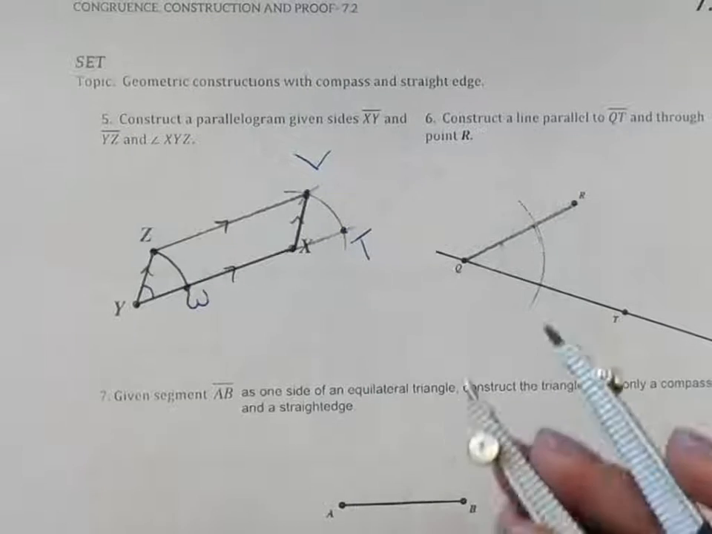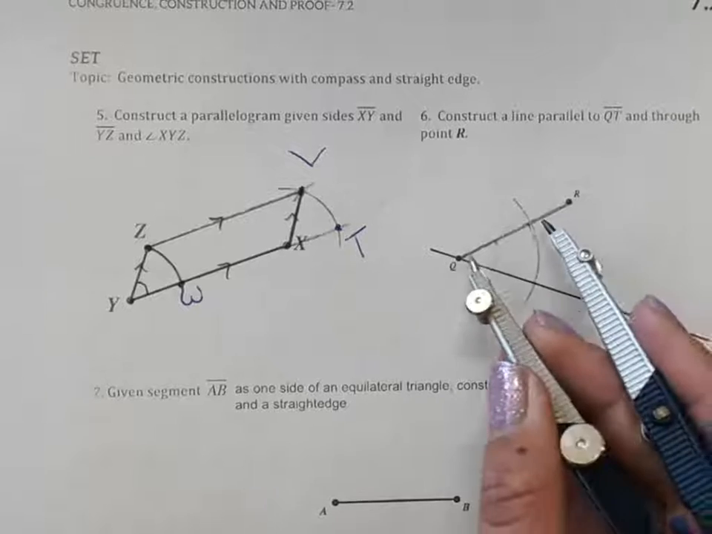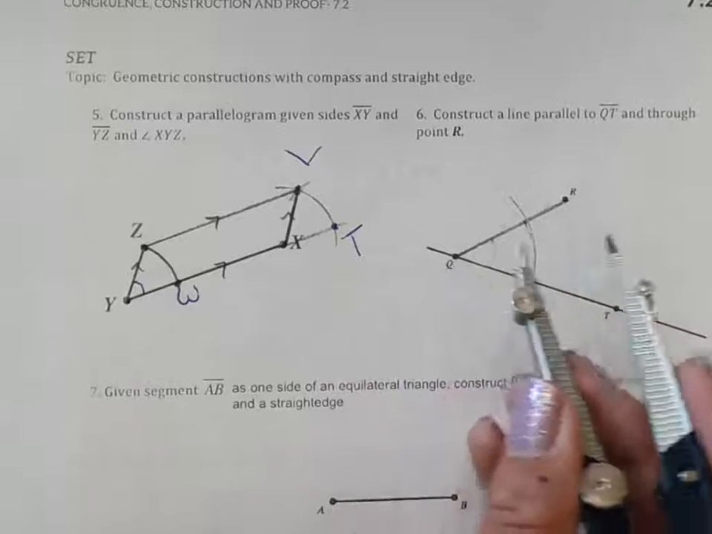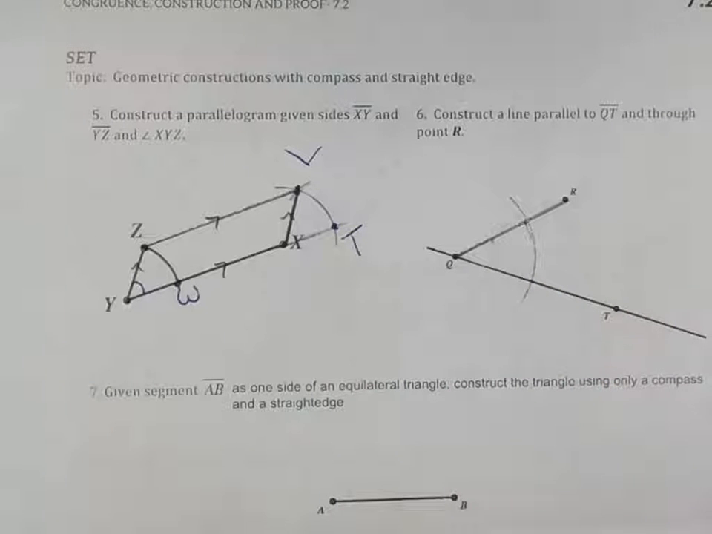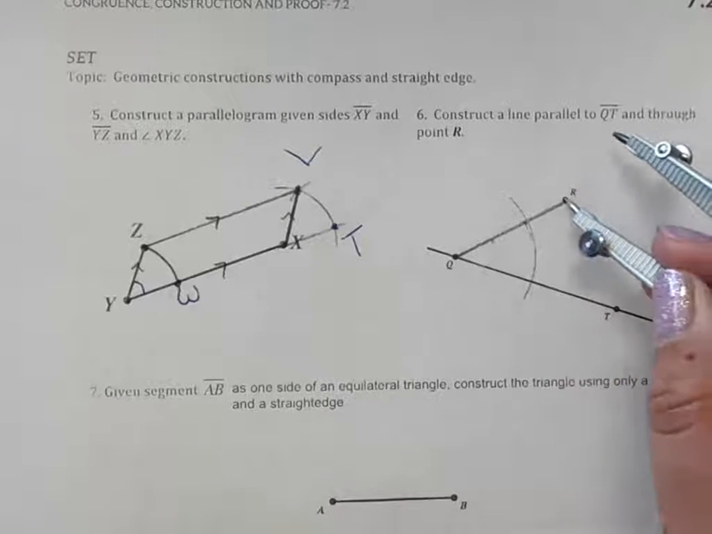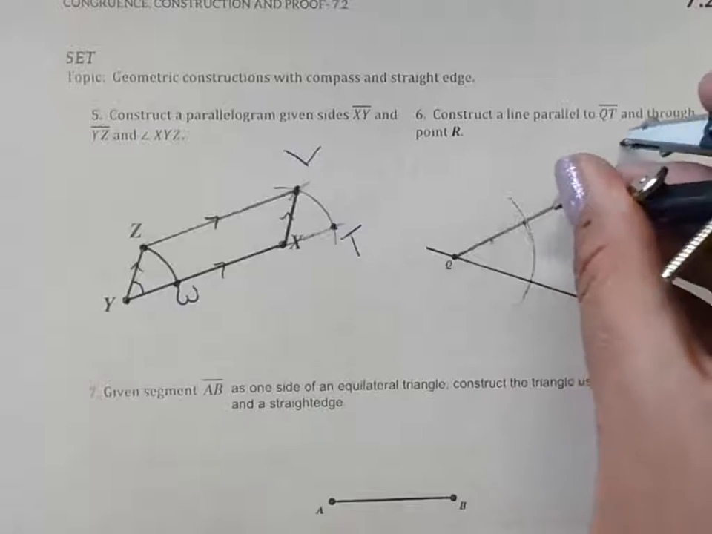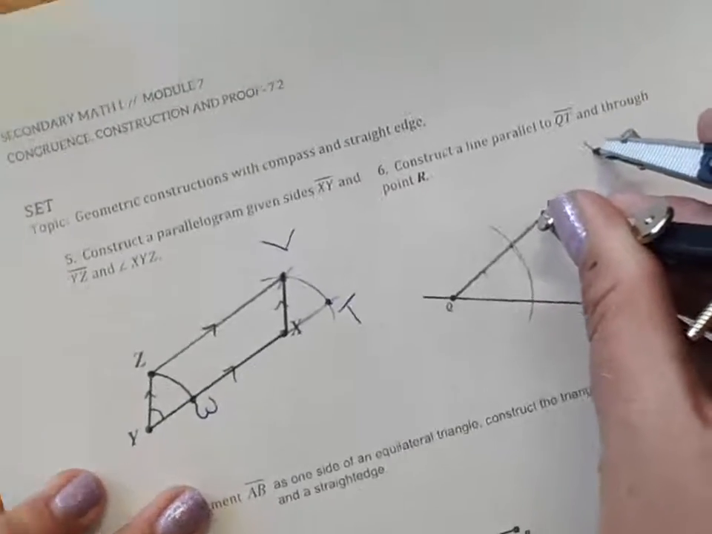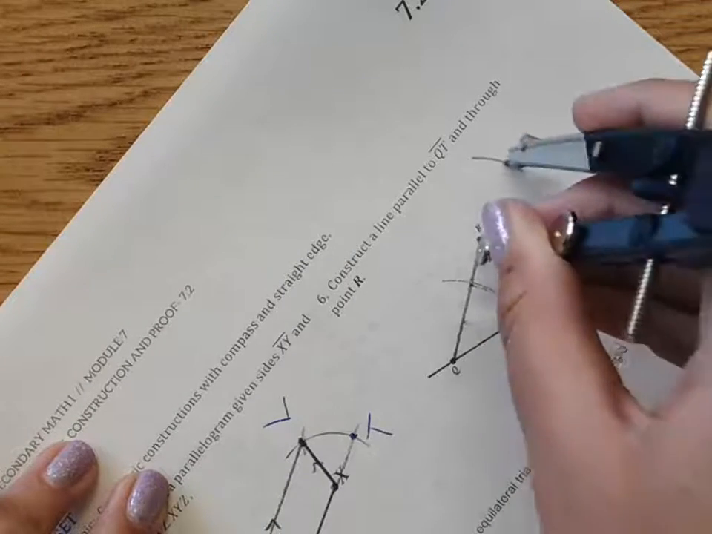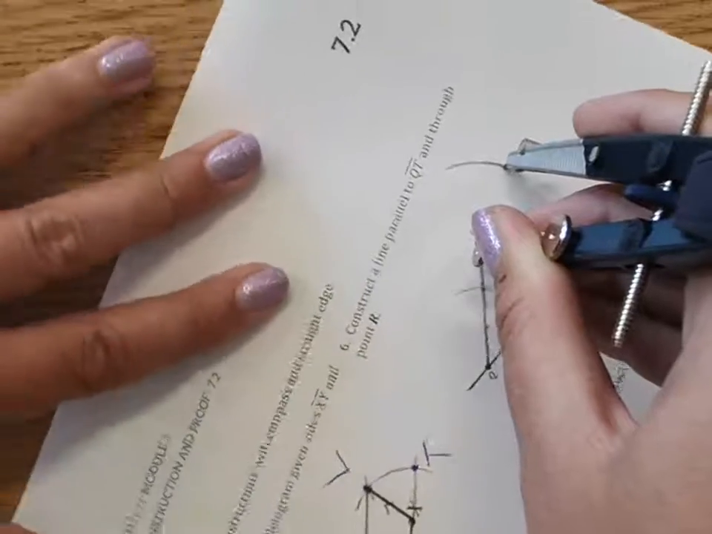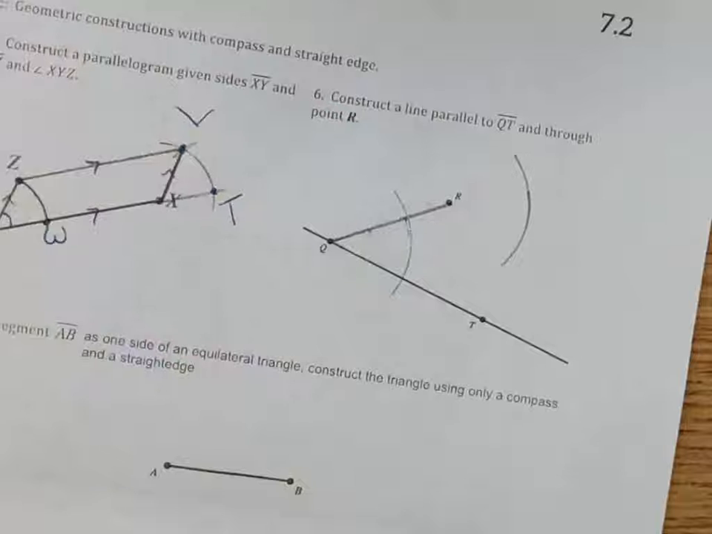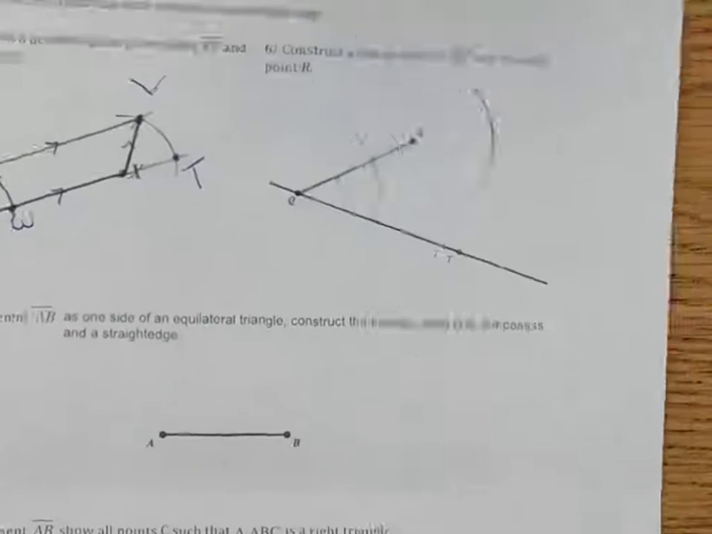We're going to copy this angle. I was here, and I made an arc, and we're going to copy this angle onto point R. So put your pointy end on R, keep your compass the same, and we're going to draw another arc. Oh no, I moved. Hold on. Okay, that should be plenty.